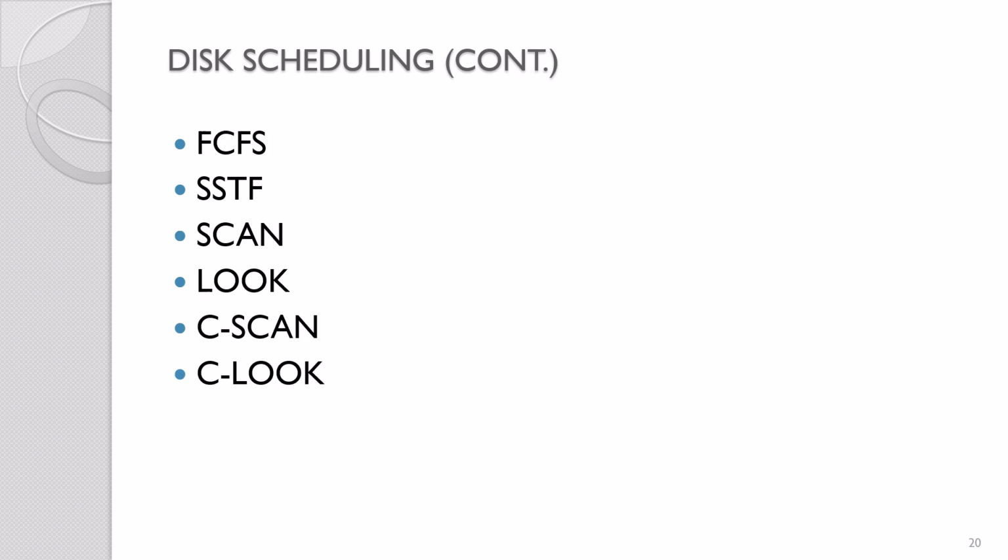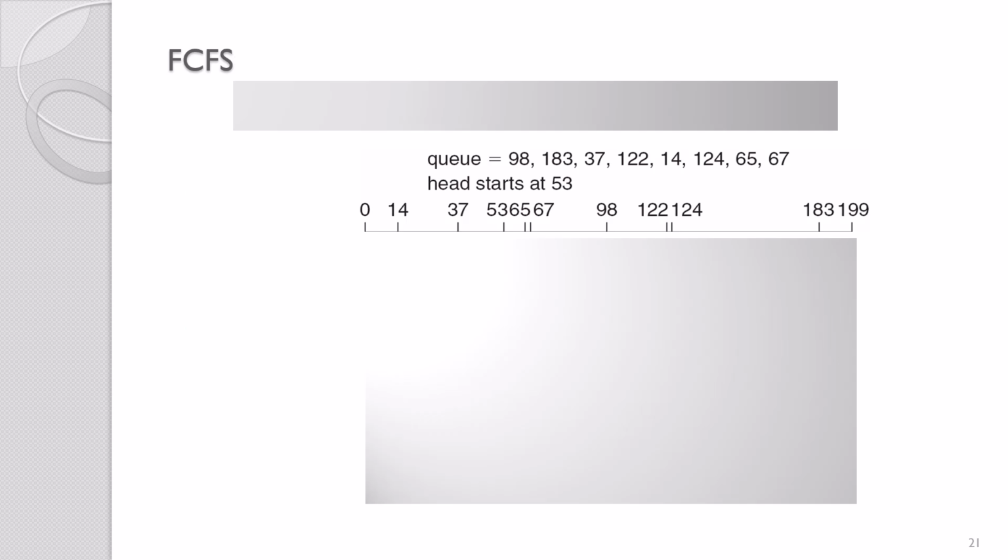So the different disk scheduling algorithms are first come, first serve, shortest seek time first, the scan algorithm, the look algorithm, the C-scan, and the C-look. So let's just go over how this works. This is the queue, and the queue means the cylinders. The head is currently at cylinder 53, which is right here.